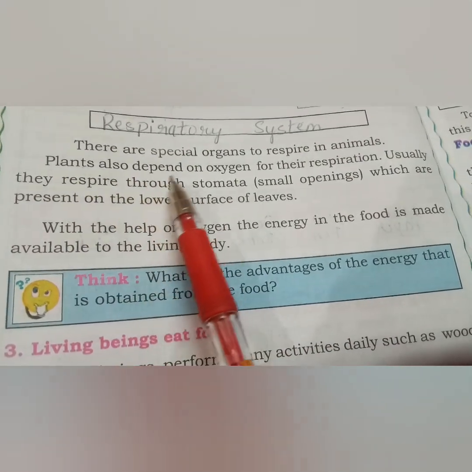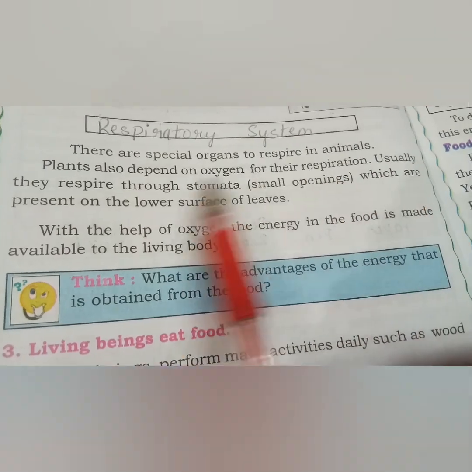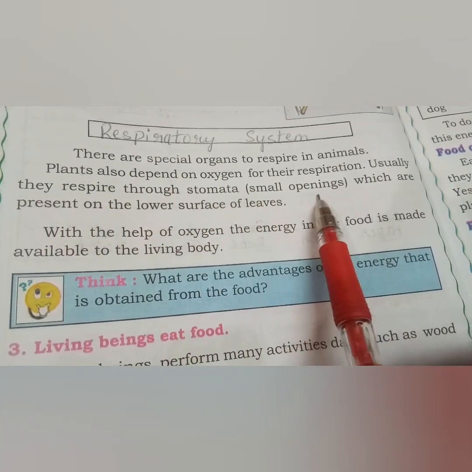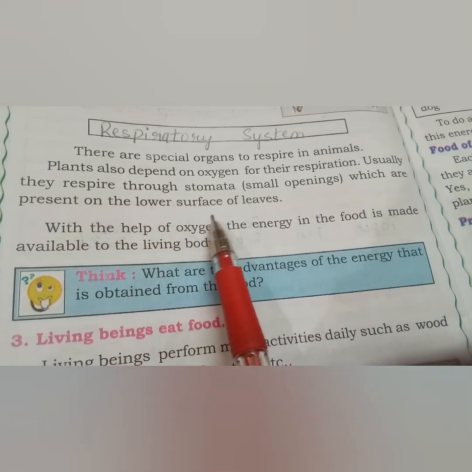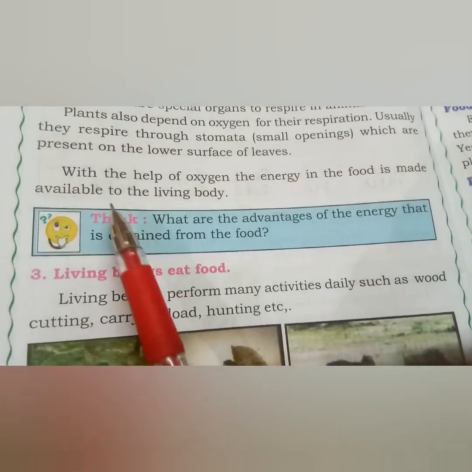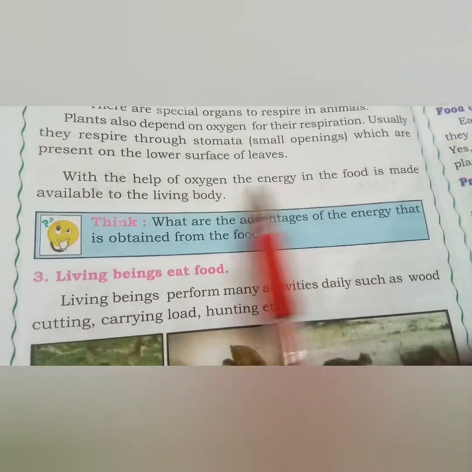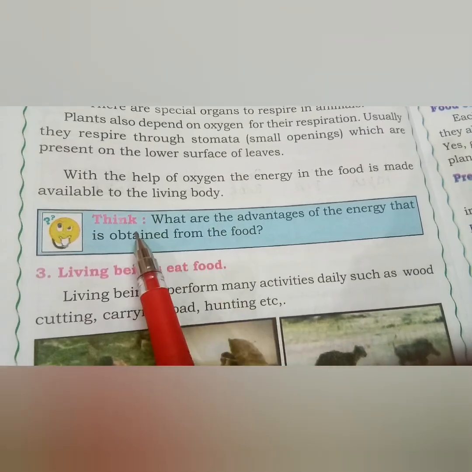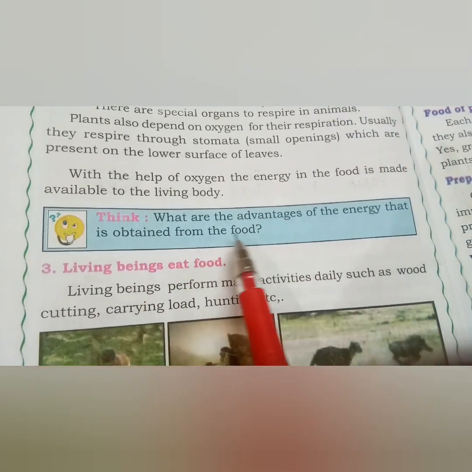Plants also depend on oxygen for their respiration. Usually, they respire through stomata, small openings which are present on the lower surface of leaves. With the help of oxygen, the energy in the food is made available to the living body. Think, what are the advantages of the energy that is obtained from the food?